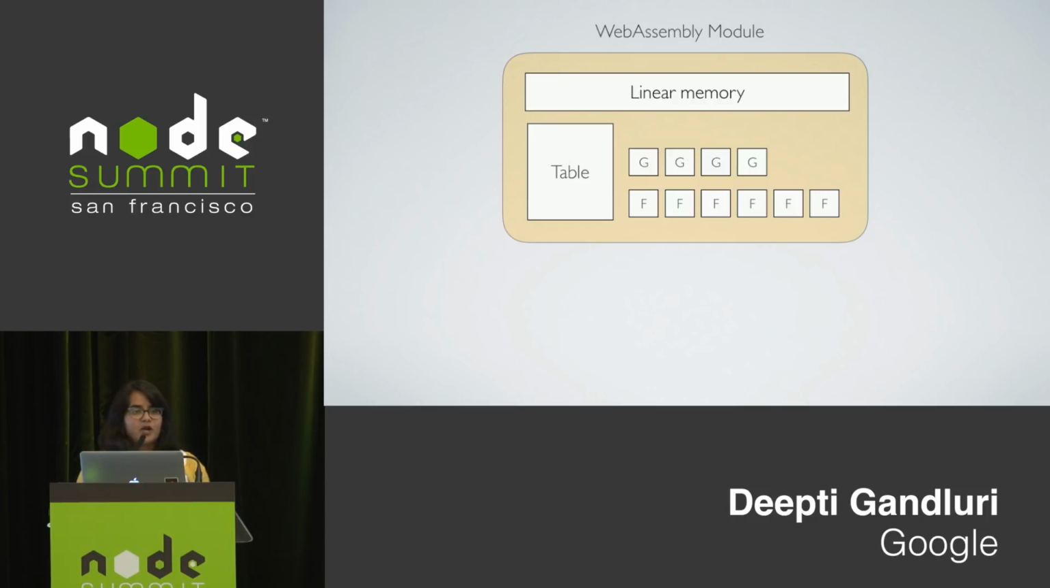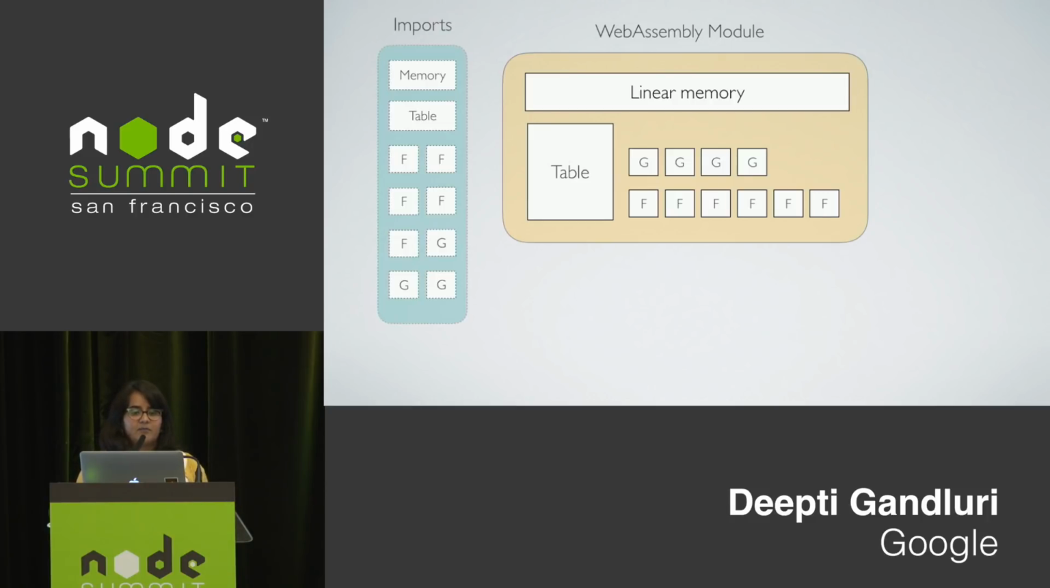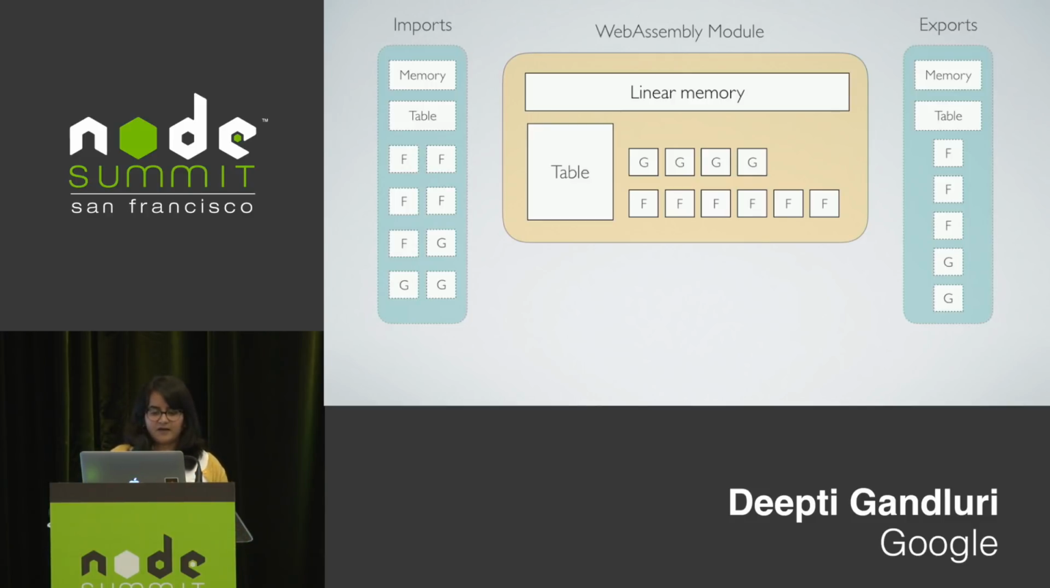The WebAssembly module can also define imports. A module can declare a sequence of imports at instantiation. Optionally, these can be memory, table, functions, or globals. The main point to note is that you can only have one linear memory and one table right now in the MVP. You also have exports. A module can declare a sequence of exports that are returned to the host environment at instantiation.